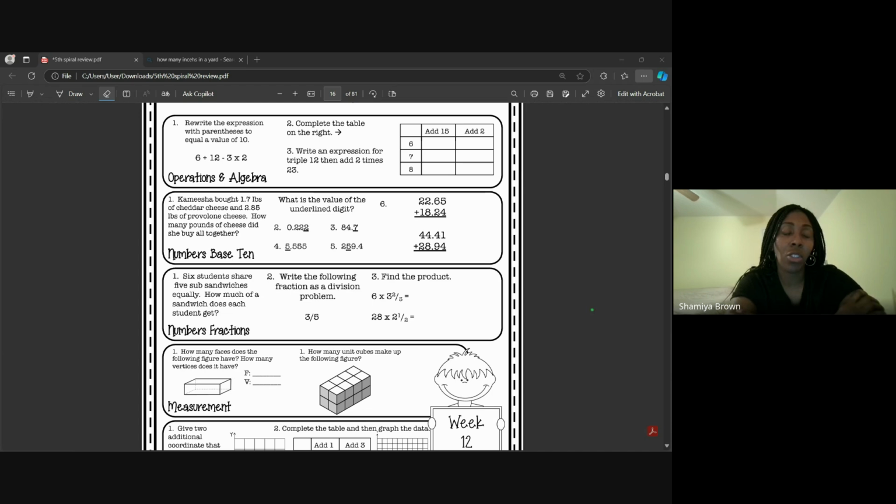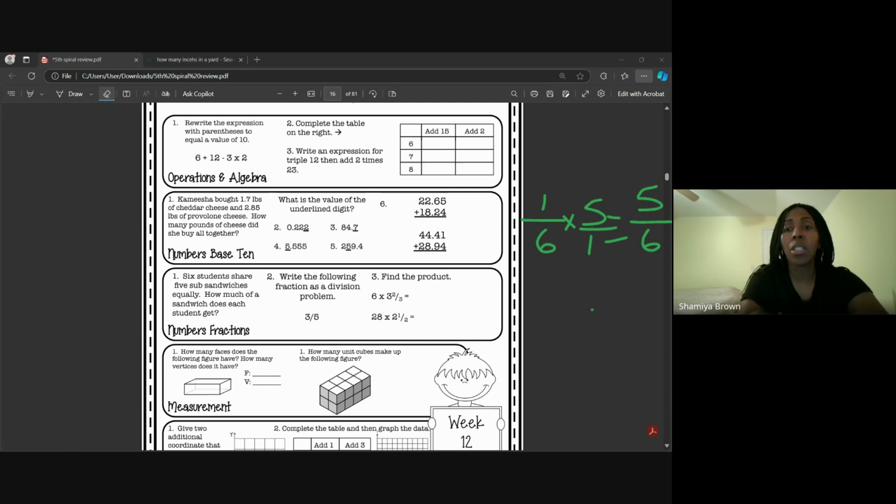Well, if it's 6 students, then I need to cut those sandwiches into 6. So I'll cut each sandwich into 6. So I have 1/6 that I'm going to cut, times 5. So 1 times 5 is 5. 6 times 1 is 6. So my answer will be 5/6.